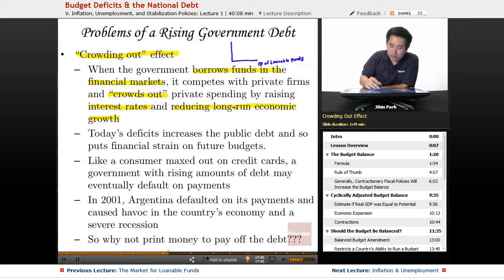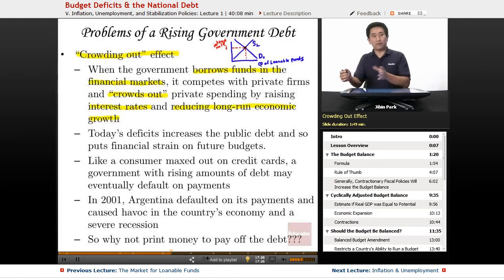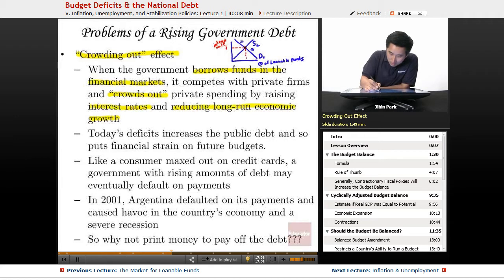Okay, if this is the quantity of loanable funds, this is the supply of loanable funds, and this is the demand for loanable funds. And this is going to be here, the interest rate. Okay, so this is interest rate. Again, what's going to happen is that when the government incurs a deficit, they're going to shift the demand for loanable funds to the right. And you have DL2 here instead of DL1.